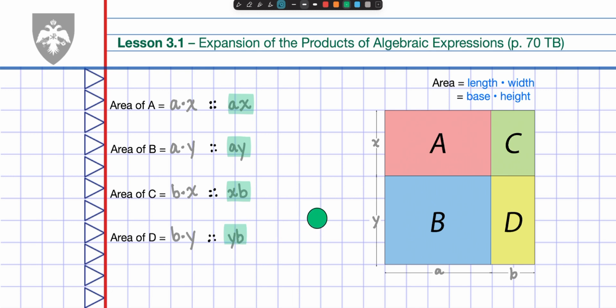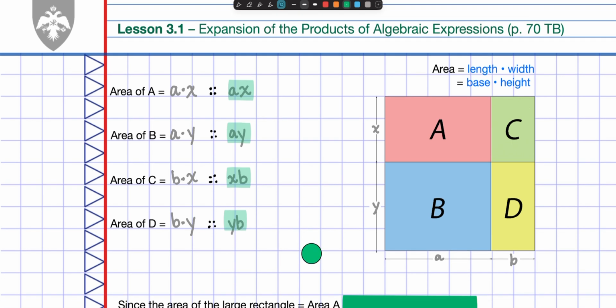Now, why do we need to know this? This is going to help us multiply any combination of polynomials. Now, that word might not mean much to you now, but by the end of this unit, it will. So, what can we conclude?